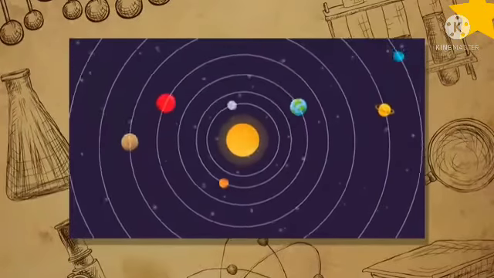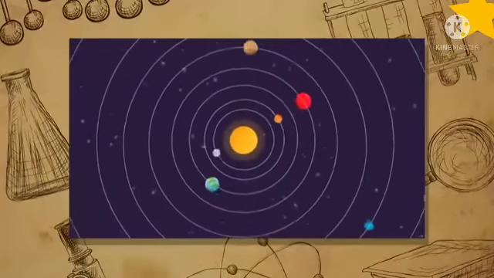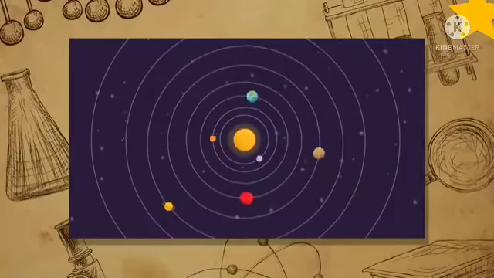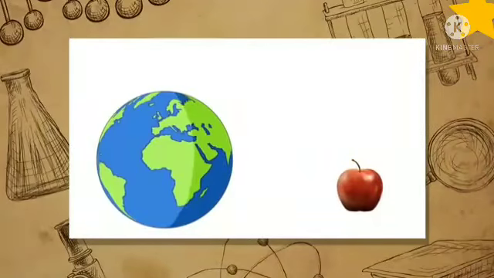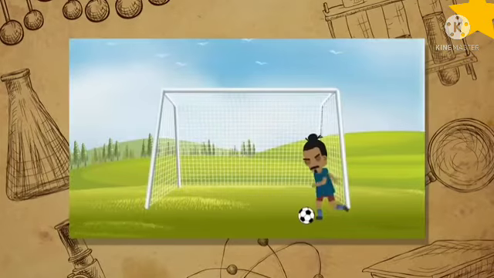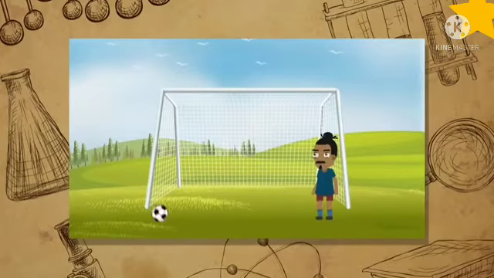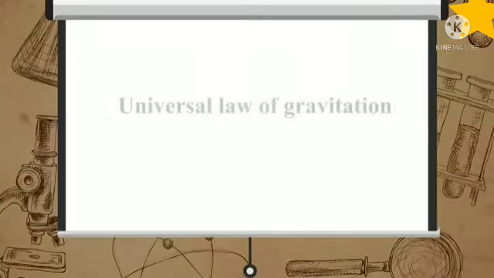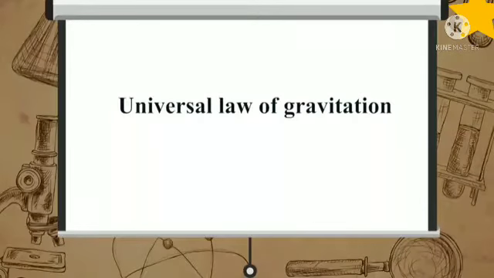Now can you see why the universal law of gravitation is universal in nature? It is because the law is applicable to all objects, whether the object is big or small, whether the object is celestial or terrestrial. The law is applicable to all, so it is called the universal law of gravitation.